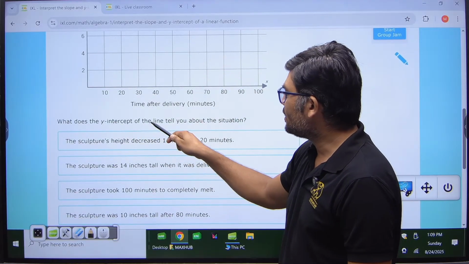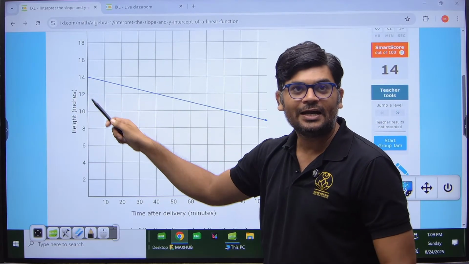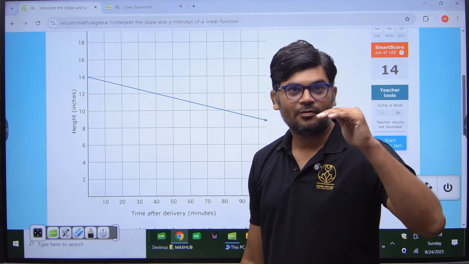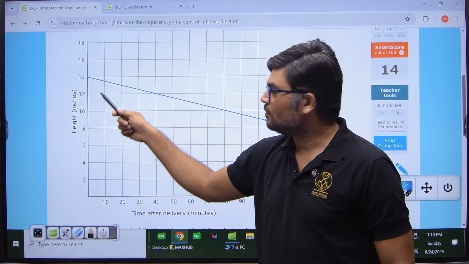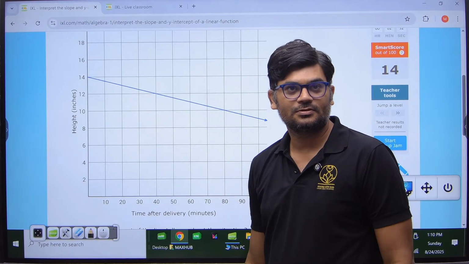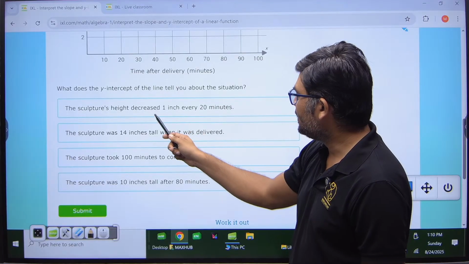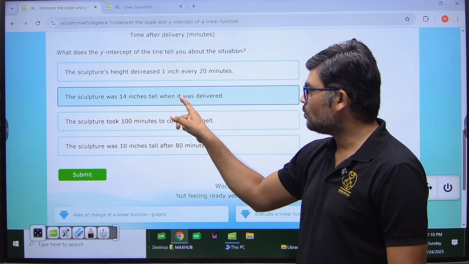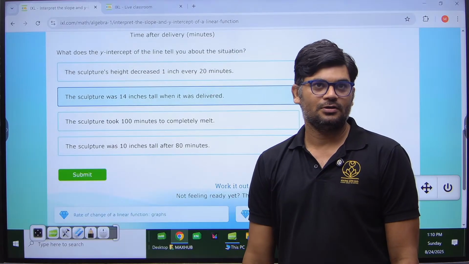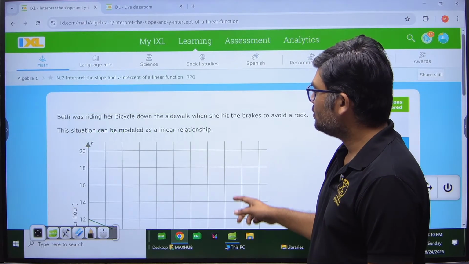What does the y-intercept of the line tell you about the situation? What does it say? That the melting starts when the height of that particular thing was 14 inches. Okay, let us see where the answer is. The sculpture's height decreased. No, this is not it. The sculpture was 14 inches tall when it was delivered. Understood? Yes. One more question.